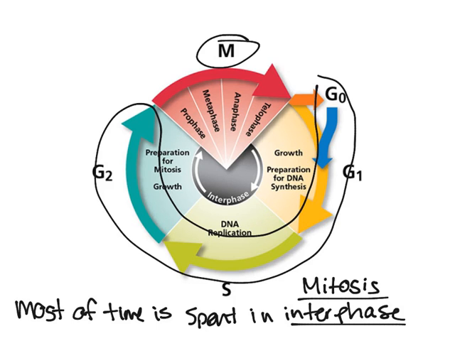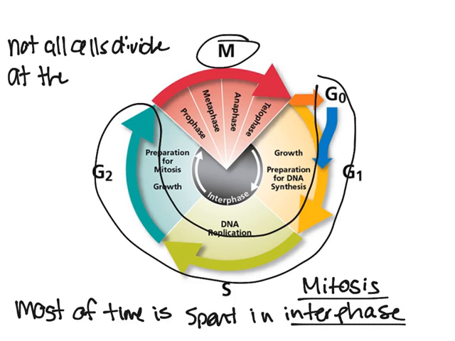And it's important to remember not all cells divide or get cloned. Not all cells divide at the same rate. For example, your skin cells divide much more rapidly than cardiac muscle cells. Cardiac muscle cells, in fact, do not divide.